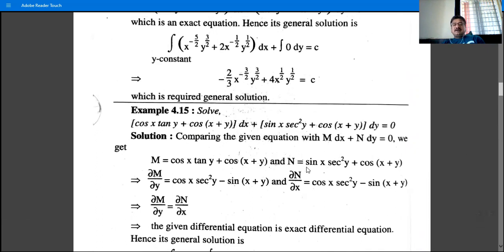Now from this example the remaining examples are of the mixed type, that is, either the given differential equation is exact, or the given equation is not exact but reducible to exact by using either the inspection method or one of the rules out of the 5 rules. So we will see the remaining examples in the next lecture.